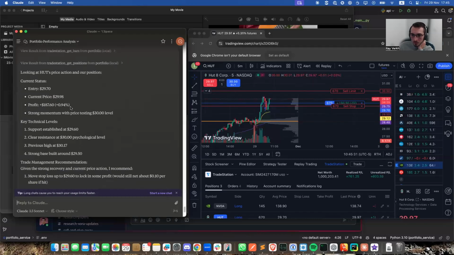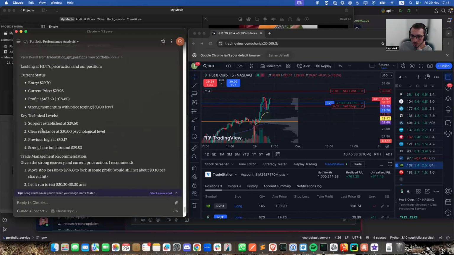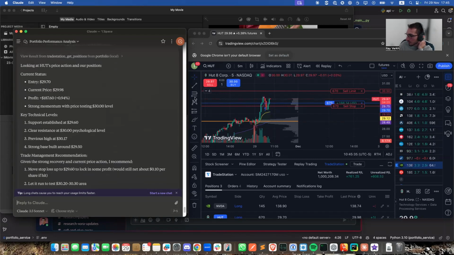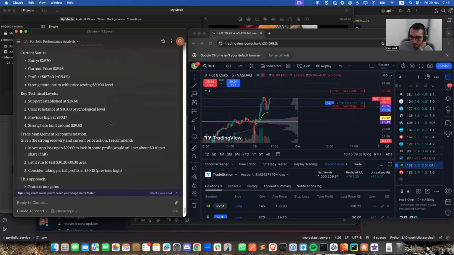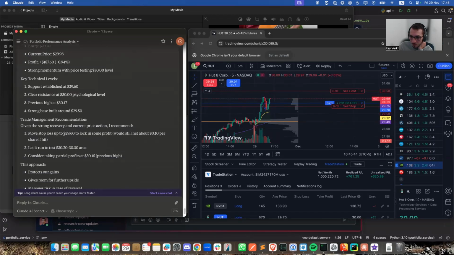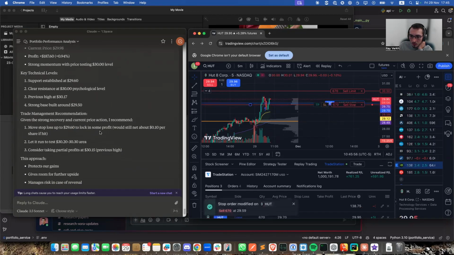So he can see the profit, saying that resistance is at 30, which is where it's at right now. So we move the stop loss up. We already did that. It's at 29.50 right now. We said move to 29.60. Let's do that. And we should consider taking partial profits at 30.15.